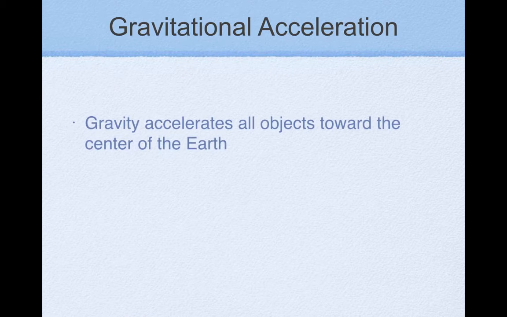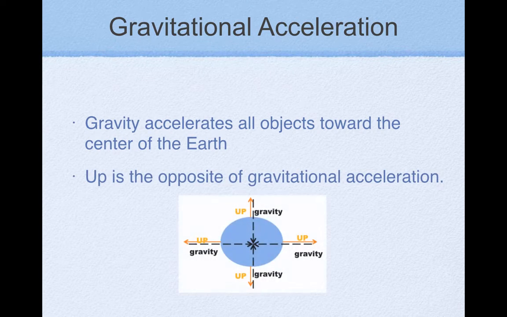So then what is gravitational acceleration? Gravitational acceleration is just fancy acceleration that is due to gravity. And we know that gravity accelerates all objects towards the center of the Earth, towards that inner core. When we use the term up, we're talking about opposite of the pull of gravity. So when we use up or down in science, we're talking about with or opposing that force of gravity.